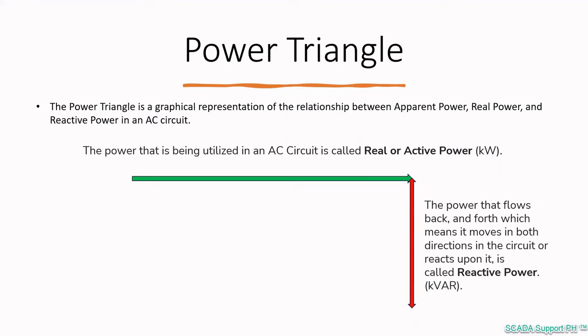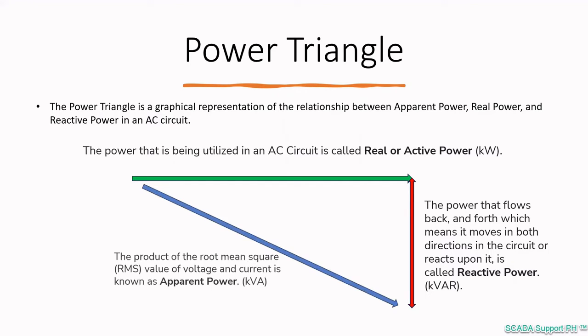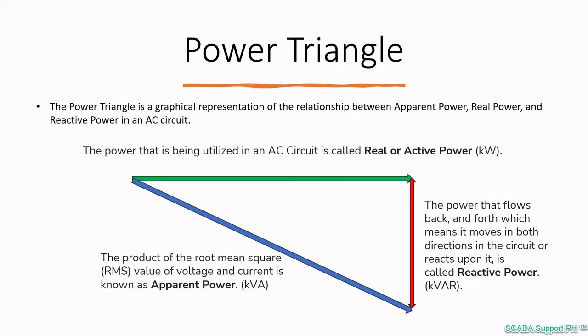Reactive power, represented by the vertical line of the power triangle, is the power that oscillates between the source and load due to the inductive or capacitive elements in the circuit. It's measured in kilovolt amps reactive or kVAR. Apparent power, represented by the hypotenuse of the power triangle, is the vector sum of real power and reactive power. It represents the total power generated by the circuit, and it's measured in kilovolt amperes or kVA.